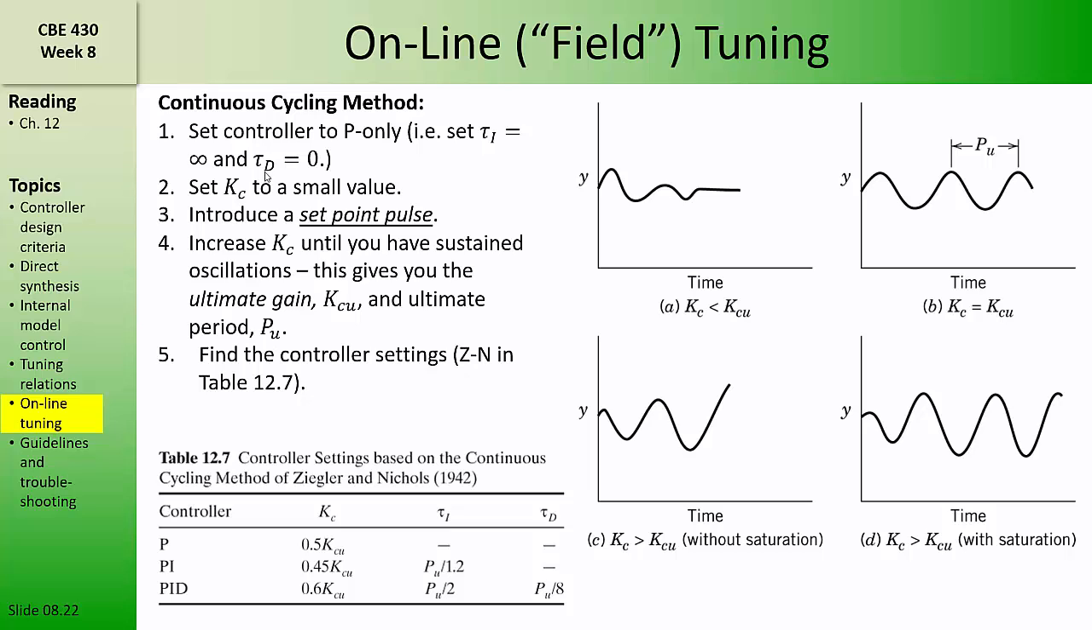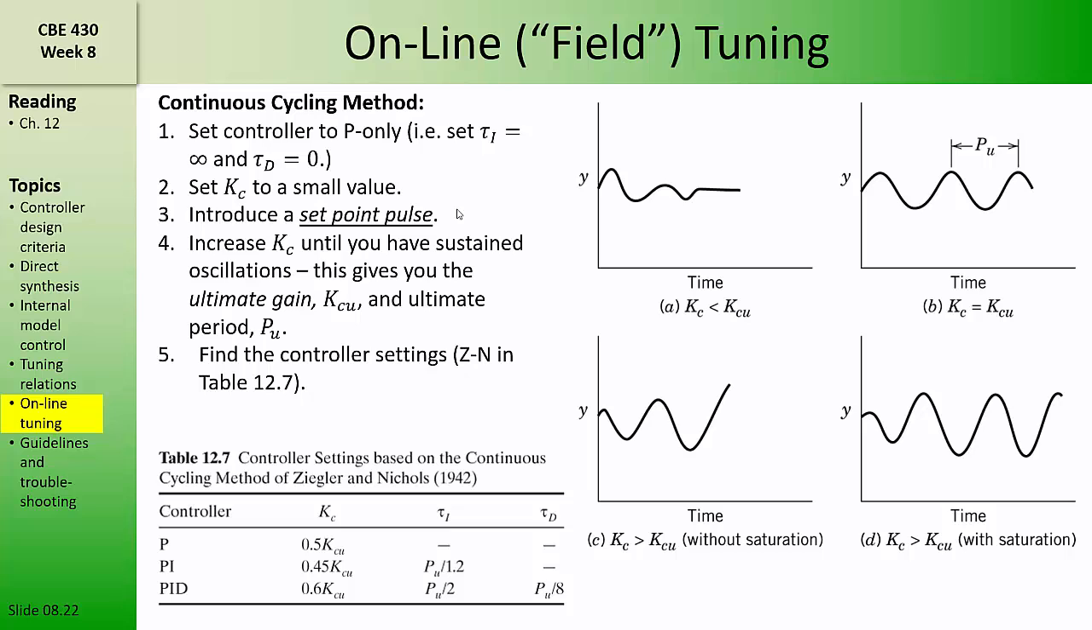For the Ziegler-Nichols method, we can tune either a proportional, a PI, or a PID controller using the settings found in table 12.7. Note that for all three of these, the controller gain is set to some fraction of the ultimate gain, which ensures that the process will remain stable. When integral action is added, the controller gain must be slightly reduced, and when derivative action is added to a PI controller, the gain can be increased because the derivative element helps to stabilize the response.